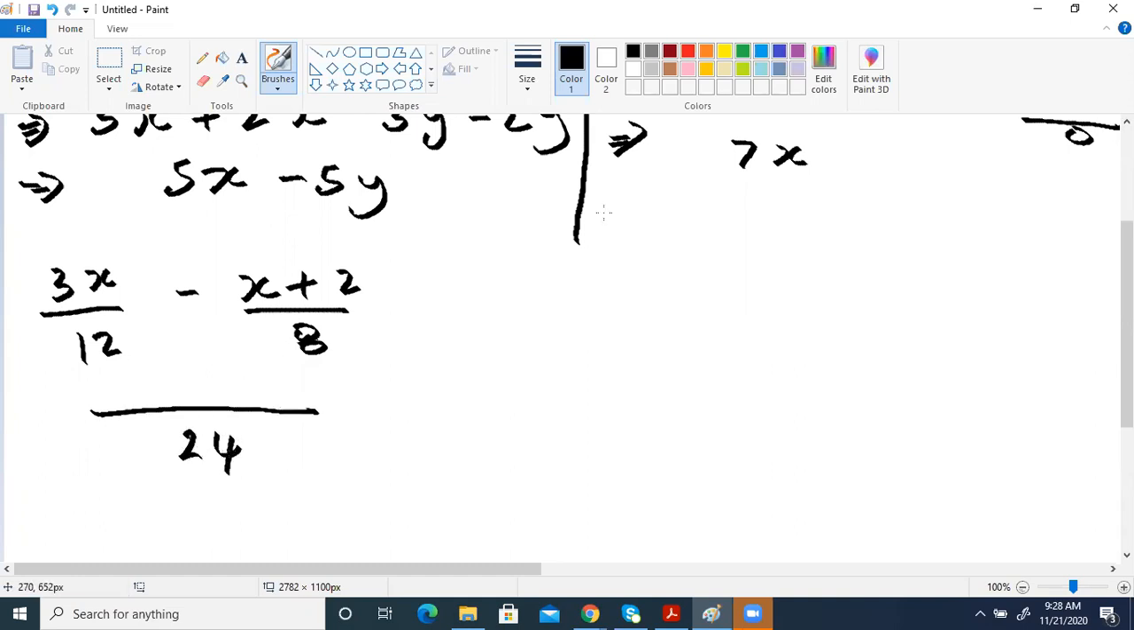So how the 24? We said 12 into 24 is 2, right? Goes 2 times. So I have 3x times 2. What is the result of that? 3x times 2, 6x. 6x, correct, minus 3x plus 6.